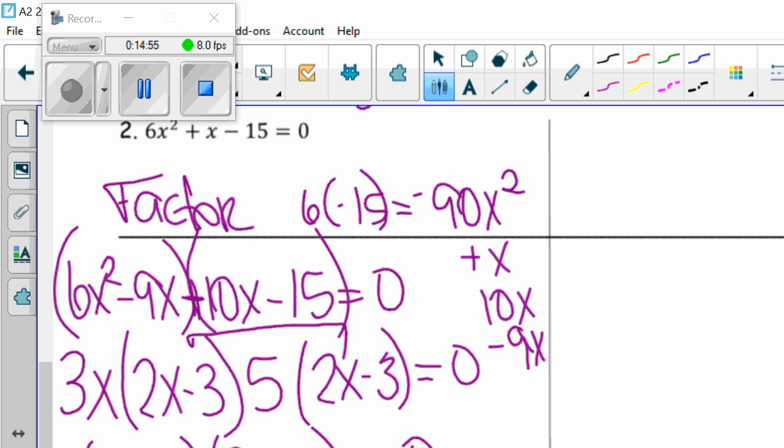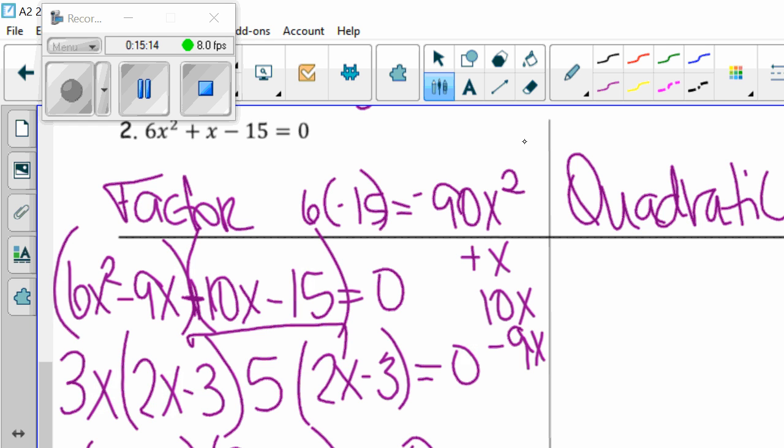Set these both equal to 0 and solve. So here I get x equals 3/2, and here I get x equals -5/3. Those are my two answers. Okay, let's do the quadratic formula again over here.